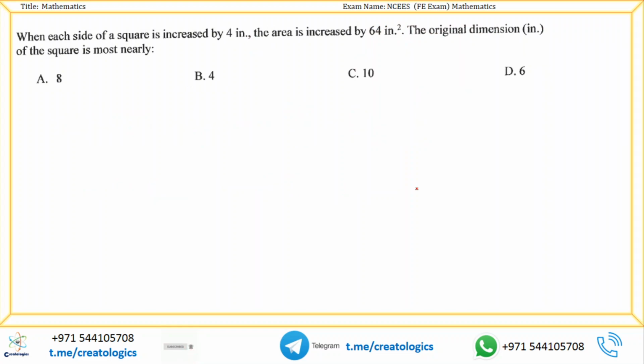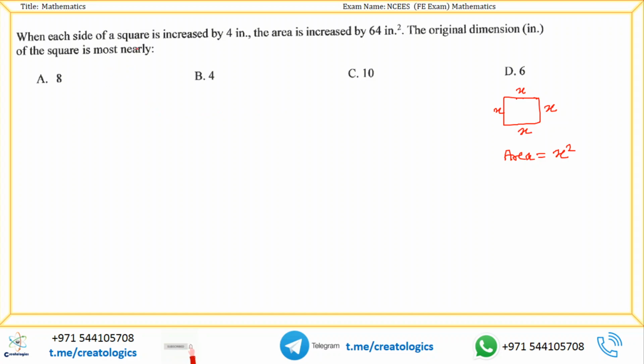When each side of a square is increased by 4 inches, the area is increased by 64 square inches. Then you need to find the original dimension of the square, right? So in this question you must know the area of a rectangle and a square. Here we have a square, so take the square. If you have a square having all side lengths, let's say x units, all side lengths are equal to x, and the area of a square is given by x squared, side length squared, right? So I'll use this concept.